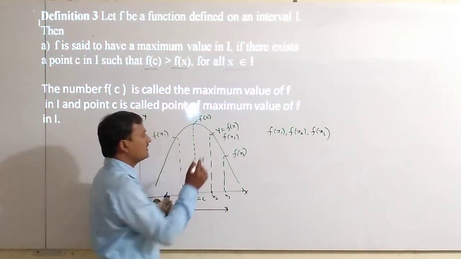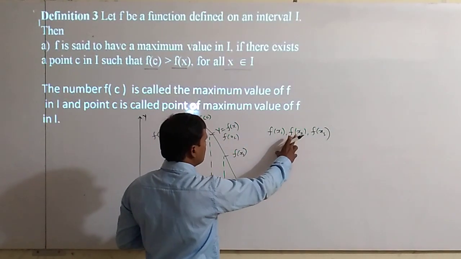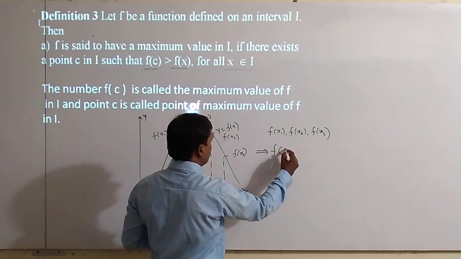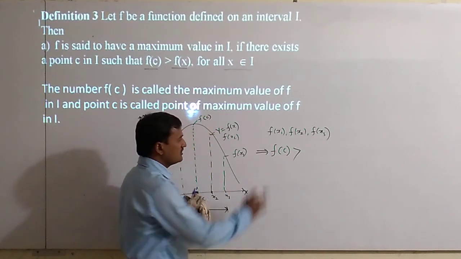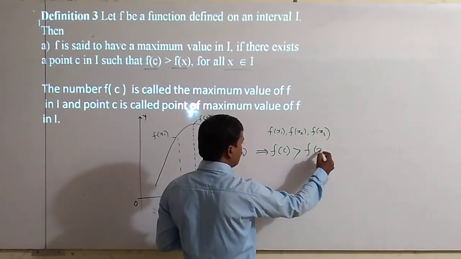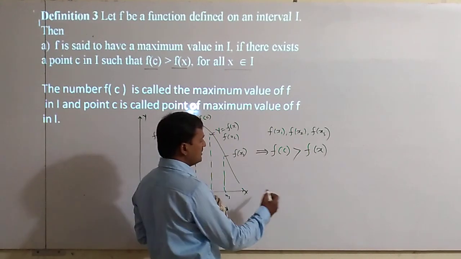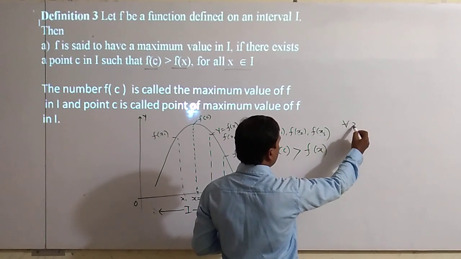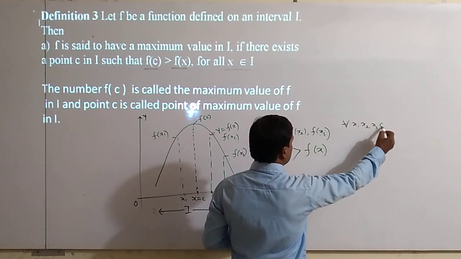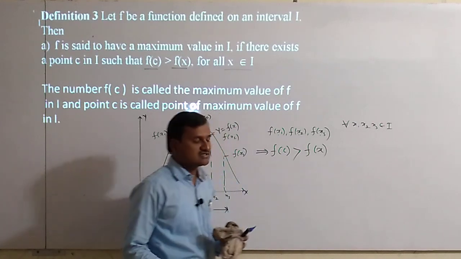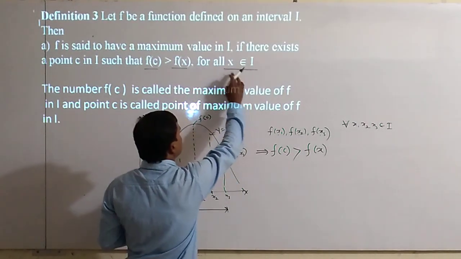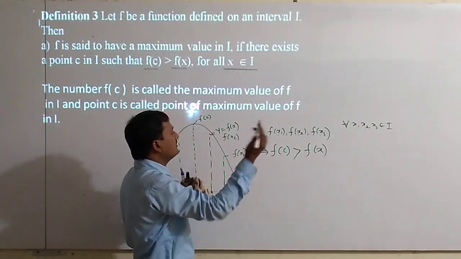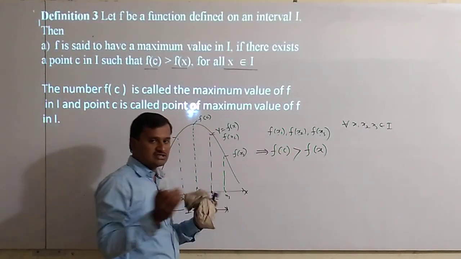So clearly f of c is more than all these. So simply I will take x. Therefore, for all x1, x2, x3, they all belong to I. For all x belongs to I means x1, x2, x3, x4, like that, for all the functional values, f of c is more.